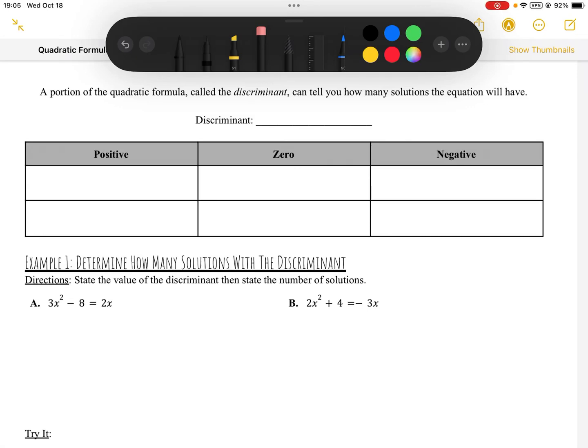So in this video, we're going to finish the lesson for the quadratic formula. We're going to look at example 3. I know it says example 1, that's just a typo on my part. It should say example 3.